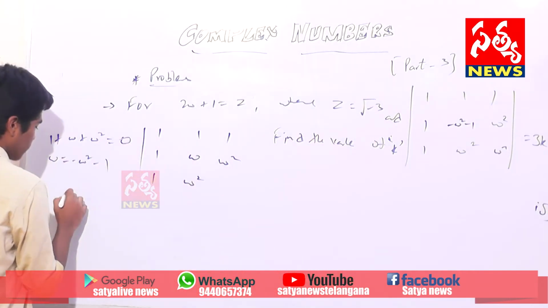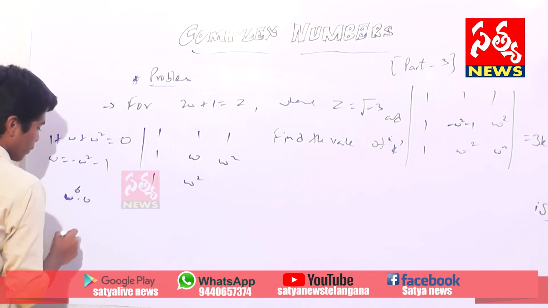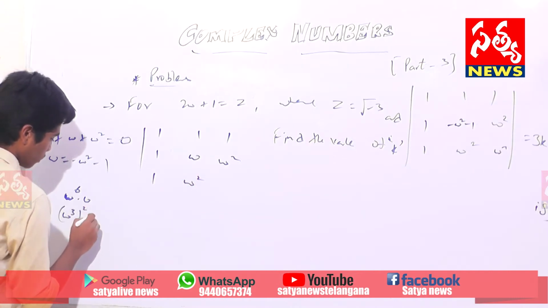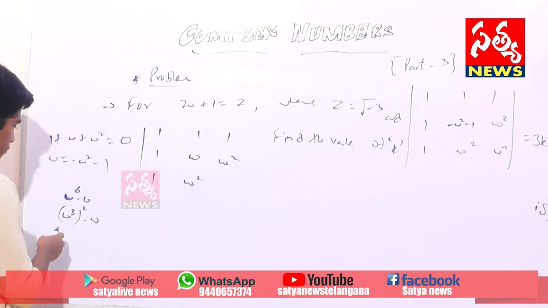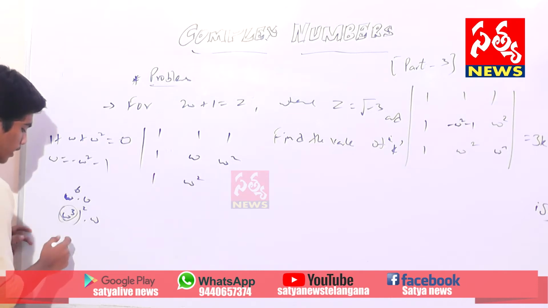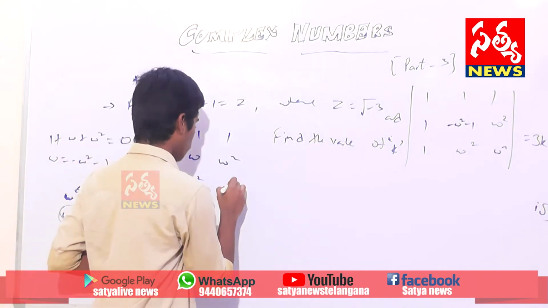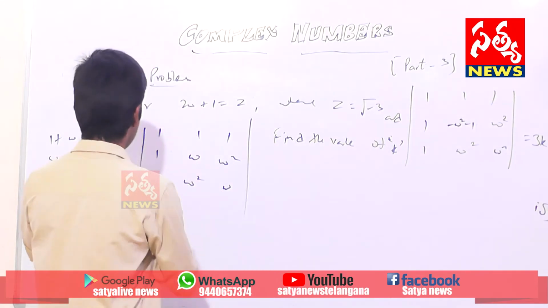ω^7 can also be written as ω^6 into ω. ω^6 is (ω³)², right, 3 times 2 is 6. The value of ω³ is 1. 1 squared is 1 into ω. So ω is our answer.